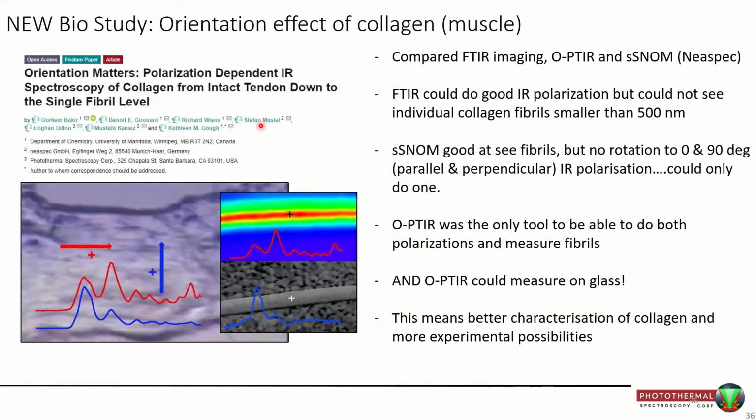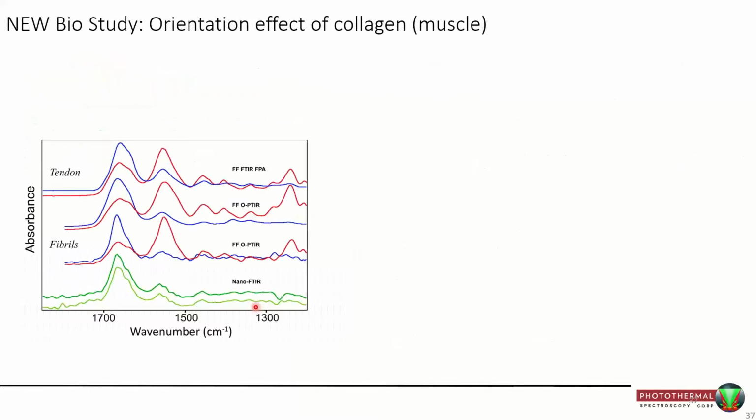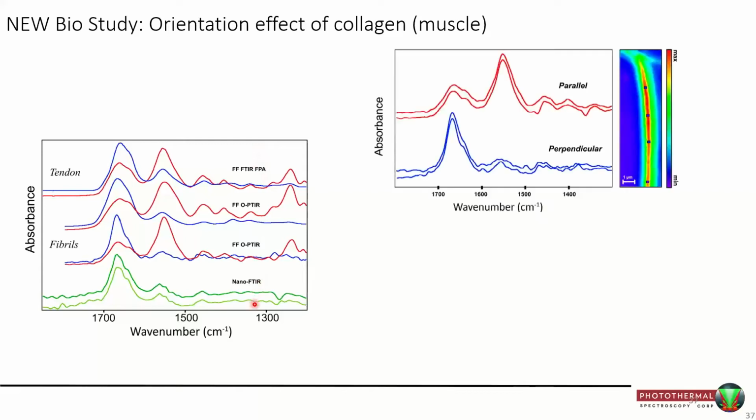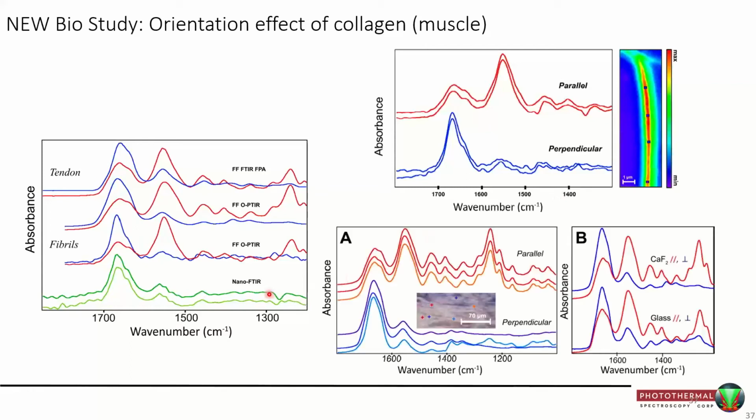Kathy Goff from University of Manitoba in Canada looked at fibrils and tissues, compared that with FTIR and even with nano FTIR to show that they were very equivalent. And then, in fact, O-PTIR could do polarization measurements both in the parallel and in perpendicular that the nano IR could not. In fact, she went on further to even compare glass, calcium fluoride, and glass measurements. And this is one of the exciting aspects that I'll touch on a little bit later as well.